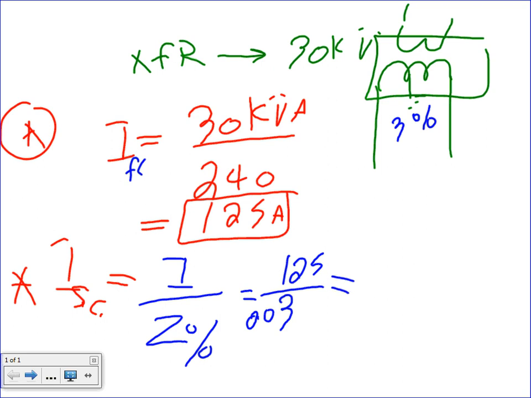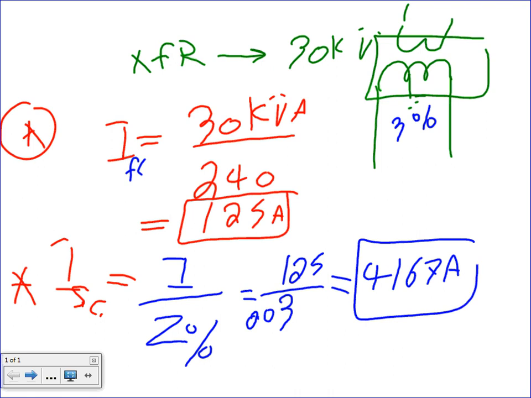Brad, what do you get? 4,167. Divide by 0.03 or 0.3? 0.03.